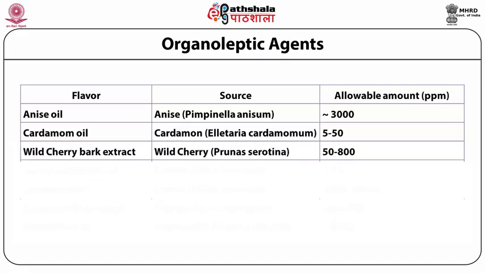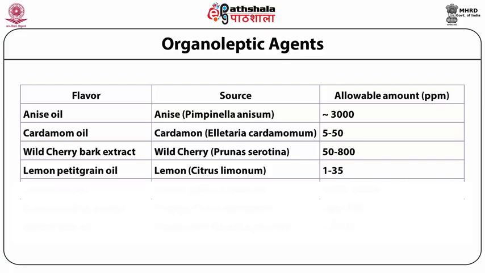Flavor wild cherry bark extract. Source is wild cherry, that is Prunus serotina. Its allowable amount is 50 to 800 ppm. Next agent is lemon petitgrain oil. Its source is lemon, that is Citrus limonum.